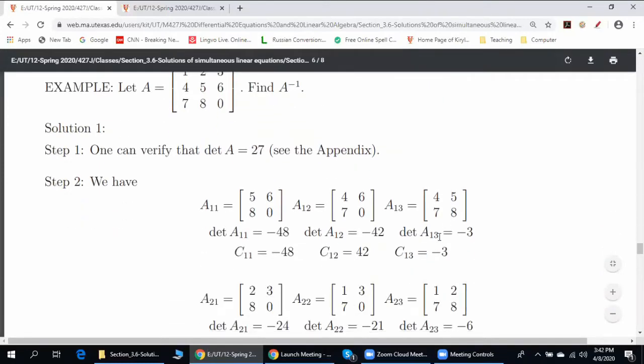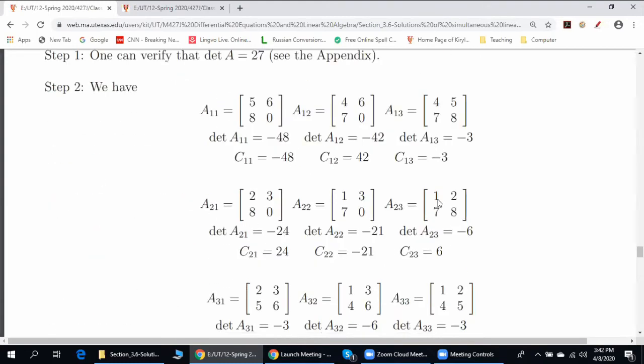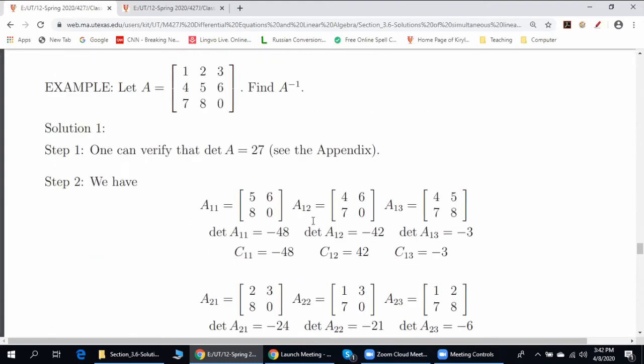Now, how do we find C's? Well, the formula for C's is written. It's (-1) to the power i plus j times the determinant of Aij. We can say, okay, number 1, it looks complicated. Number 2, who are these Aij's? Well, once again, please take a look at the example.